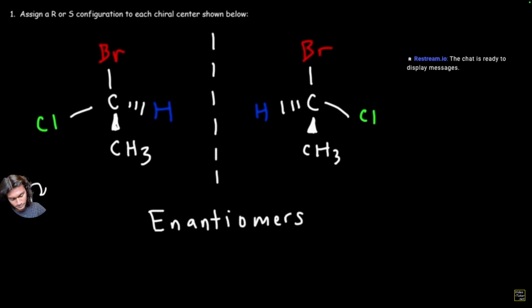Enantiomers are a special type of stereoisomer. A stereoisomer, like any other isomer, has the same chemical formula.